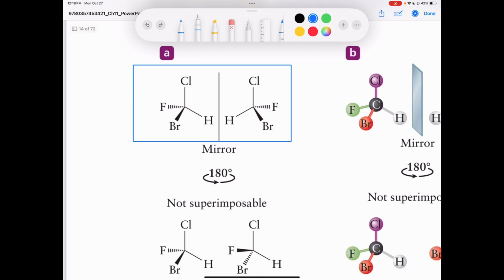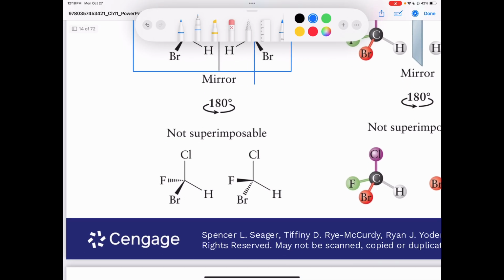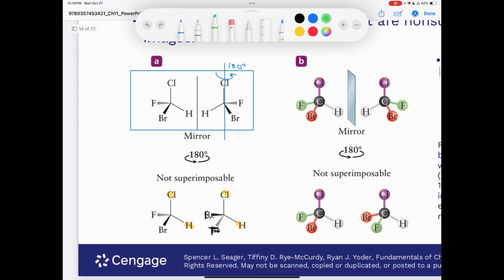And here's where the mistake is. What they're trying to show you is if you were to take this molecule here, and if you rotated it 180 degrees, what you would end up with would be this. So this is where the mistake is. The fluorine should be here, and the bromine should be here. That's the mistake. And so you can see that the chlorines align and the hydrogens align, but the bromine and the fluorines do not align, right? You can clearly see that the fluorine and the bromine here don't overlap. And so these are mirror images of each other, as you can see in the blue box, but they're not superimposable.